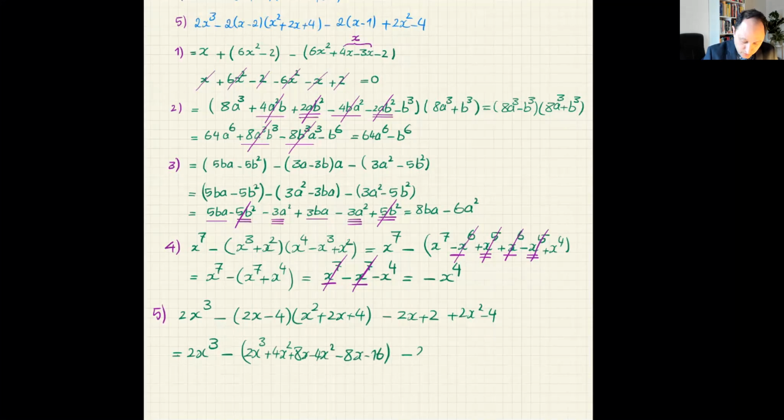And then I have minus 2x plus 2 plus 2x squared minus 4. Finally, I can remove the pair of brackets. Of course, you can simplify first. It is better. So here I have this one and this one are similar and they are gone. And then I have this one and this one. They are also similar, by the way. They are also gone. So let us get rid of them.